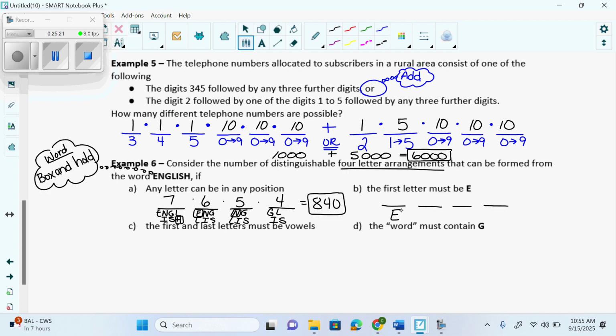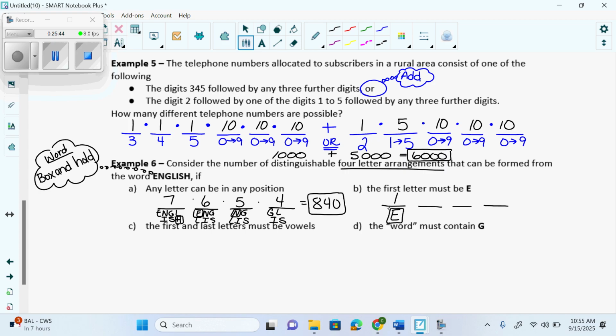How many E options do I have? One in English, correct? If it was like peel, I have two, P-E-E-L, but English has one. So I have one option, and then I always have to box and hold. Are there any restrictions on the rest of the letters? We just want all the words that start with an E.